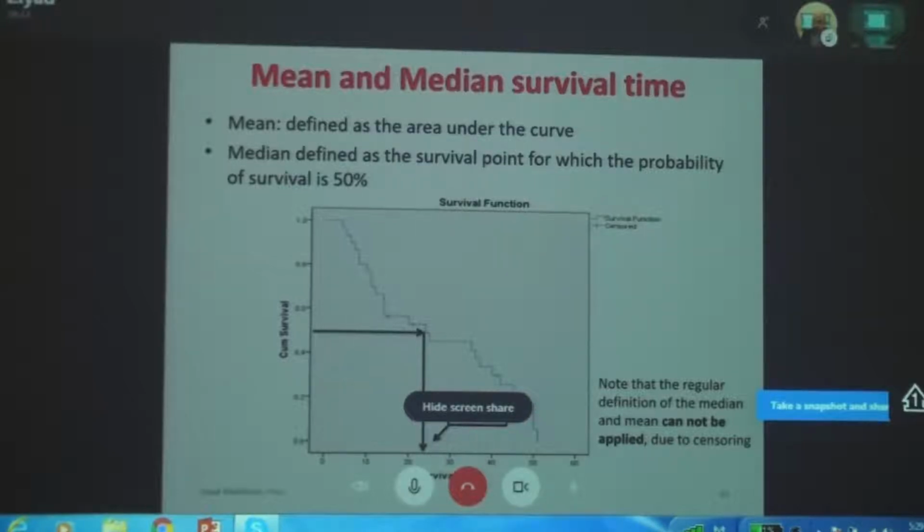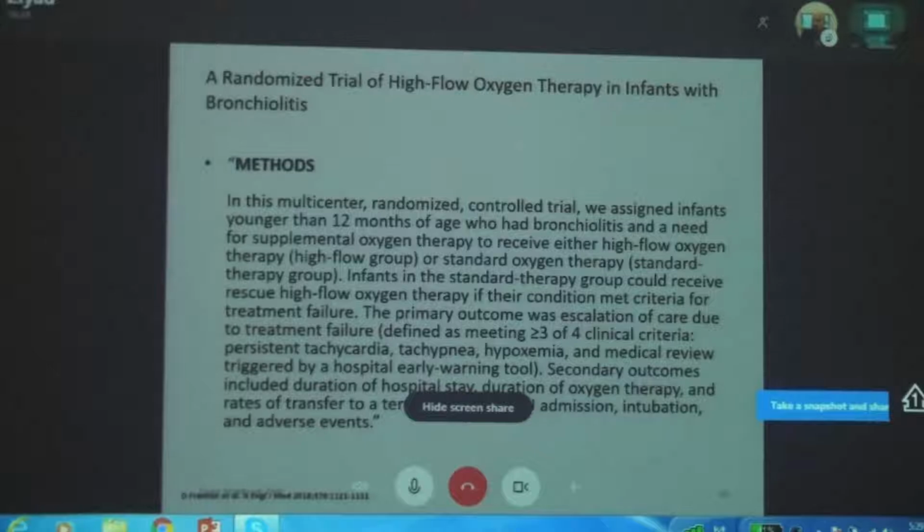This is another example just to show you. This is a recent study in the New England Journal of Medicine. It's a randomized trial of high flow oxygen therapy in infants with bronchiolitis. In this multi-center randomized control trial, we assigned infants younger than 12 months of age who had bronchiolitis and a need of supplemental oxygen therapy to receive either high flow oxygen therapy or standard. Infants in the standard therapy group could receive rescue high flow oxygen therapy if their condition met the criteria of treatment failure and so on.